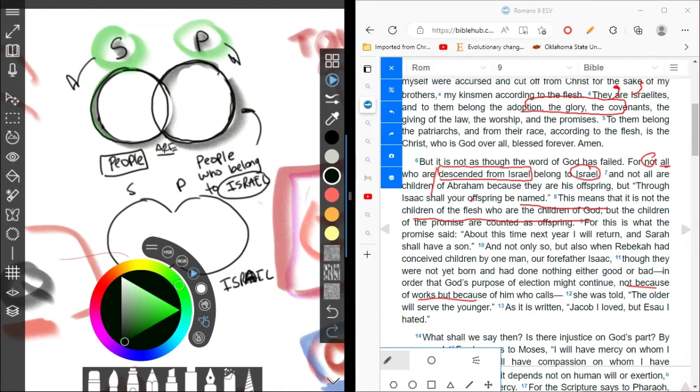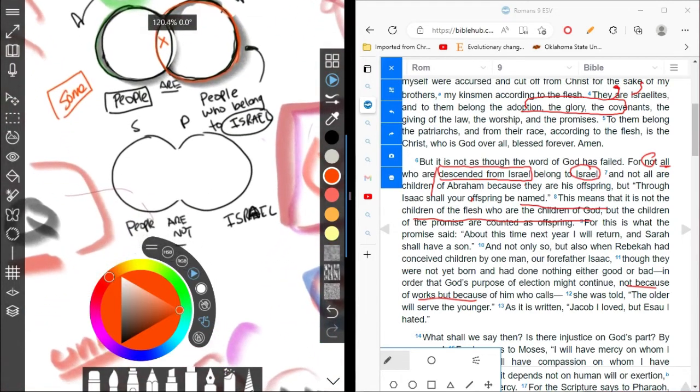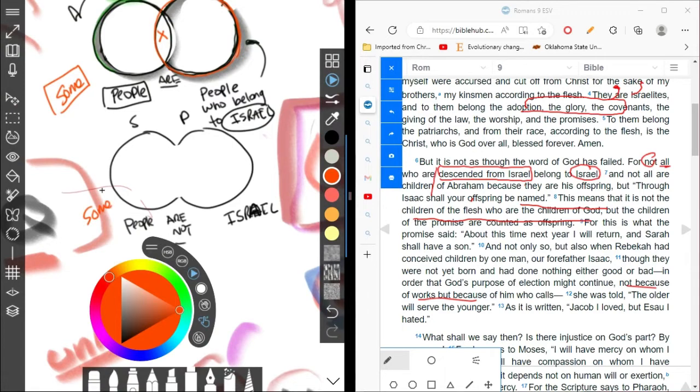And then if I say some people, this is a particular, some, that means I'm going to put this X right here. Some of this category belongs over here. Okay, and then if I said some people are not Israel, where you're looking at is this. There's nothing there. So that means there's a void. So some people are not people who belong to this category.